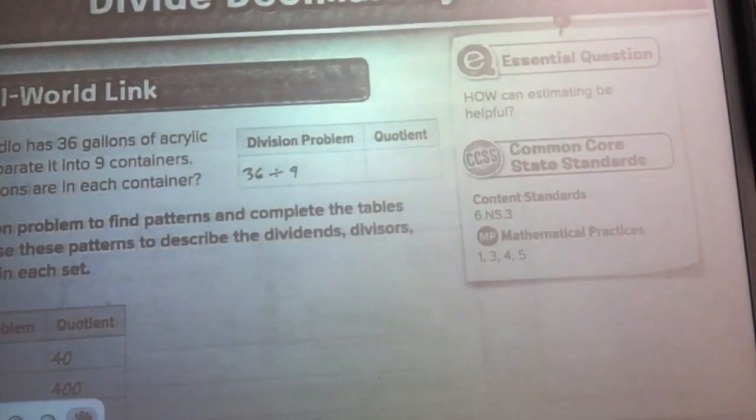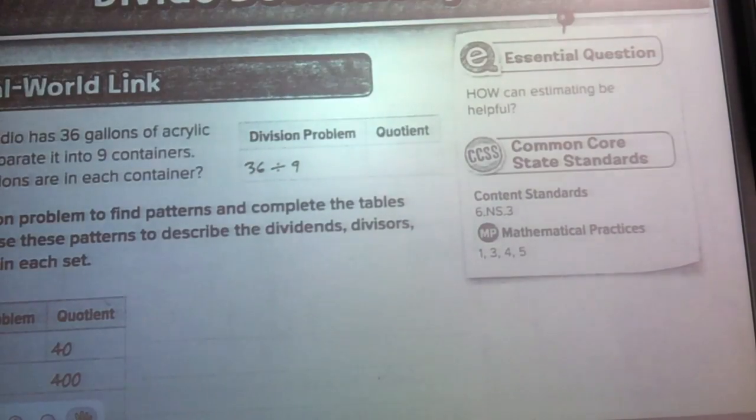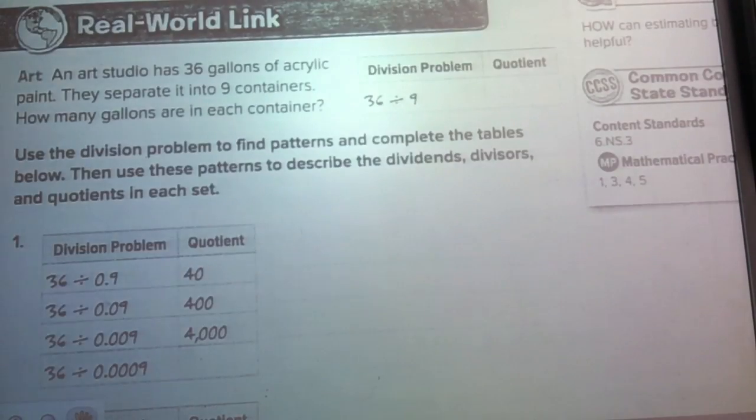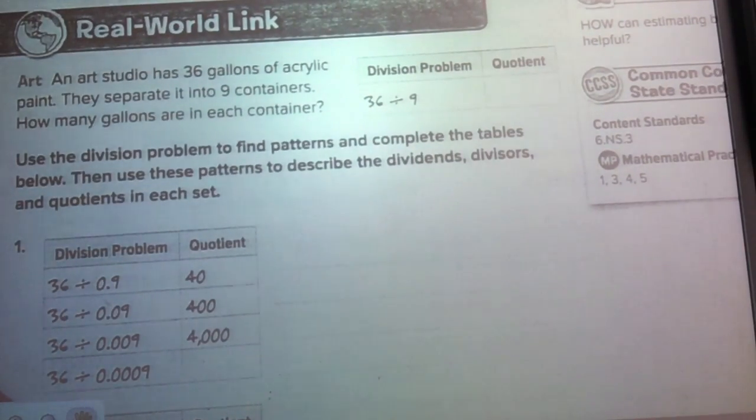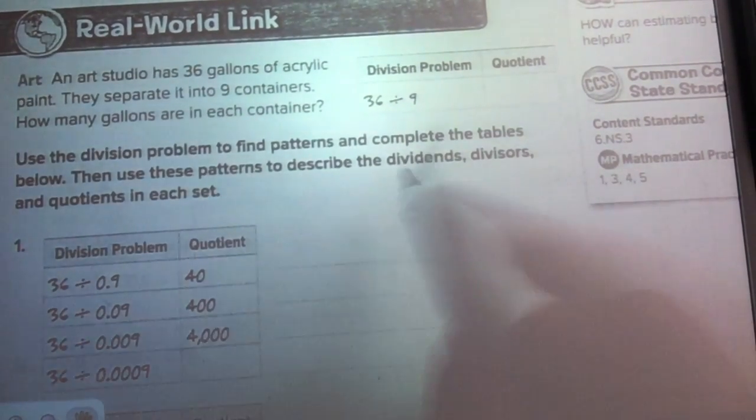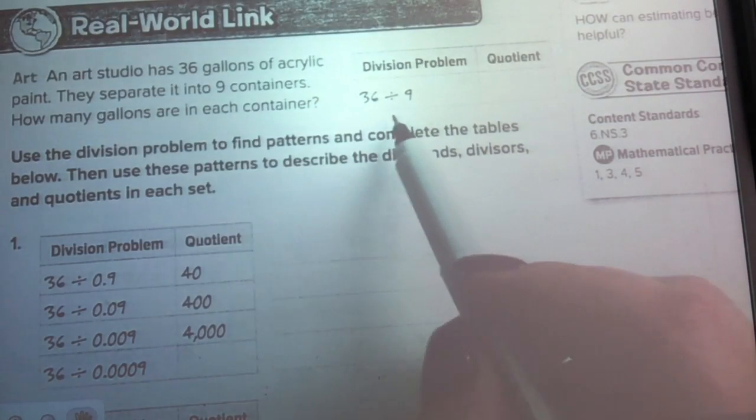All right, we are going to start on page 239, and we're going to be looking at our real world link. They like to have us do this so that we can understand how the real world involves mathematics. Okay, so it's to help you better understand. All right, and it says an art studio has 36 gallons of acrylic paint. So think of a gallon of milk times 36. They separate into 9 containers. How many gallons are there in each container? So over here it shows us 36 divided by 9.